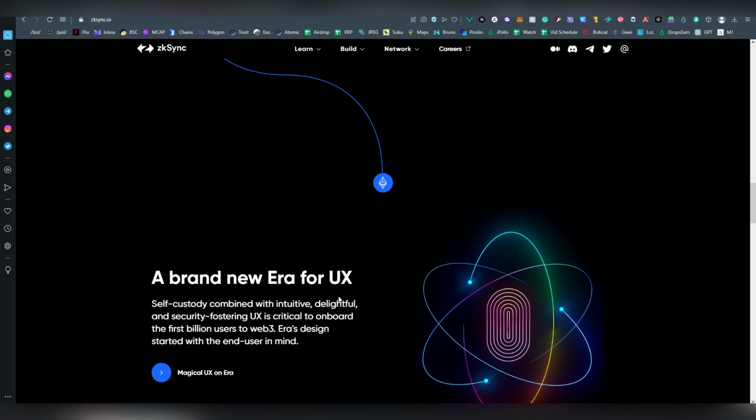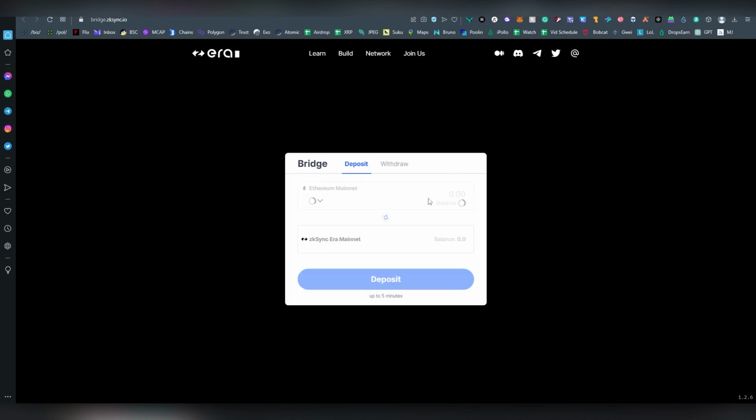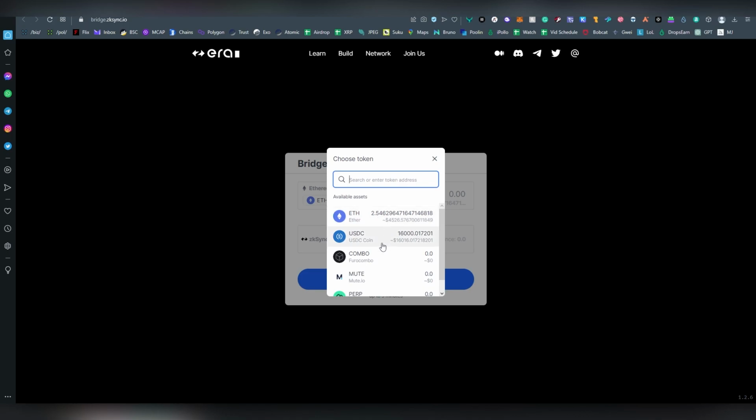So what we're going to be doing now is bridging Ethereum from the Ethereum mainnet into ZkSync Era. And there are a couple of tokens that you can do here.